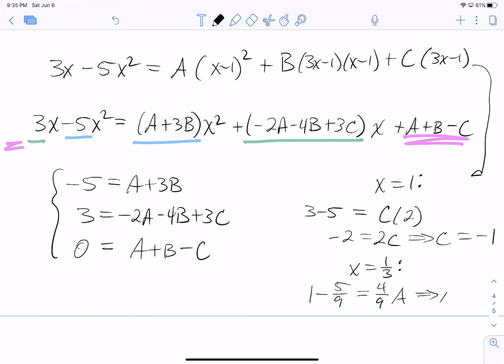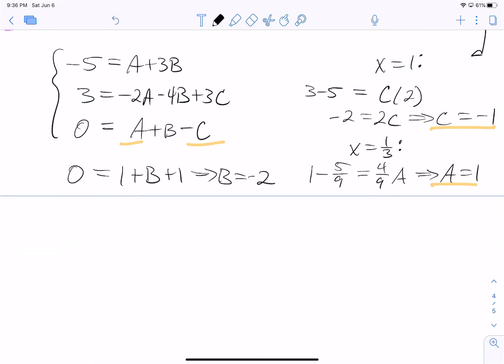That would lead to a equals 1. Now, folks, if a is 1 and c is negative 1, we can use that information in the equation that says 0 is equal to a plus b minus c. 0 is then equal to 1 plus b minus a negative 1, which means that b is equal to negative 2. So our numerators are 1, negative 2, and negative 1.